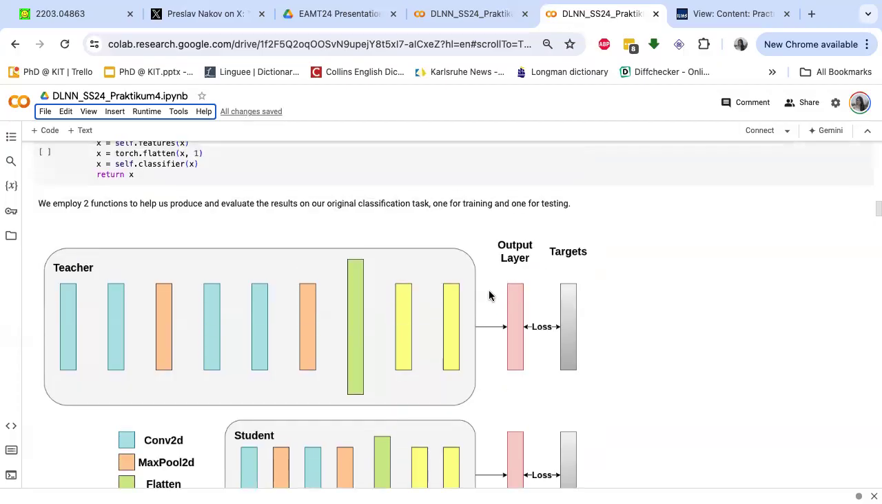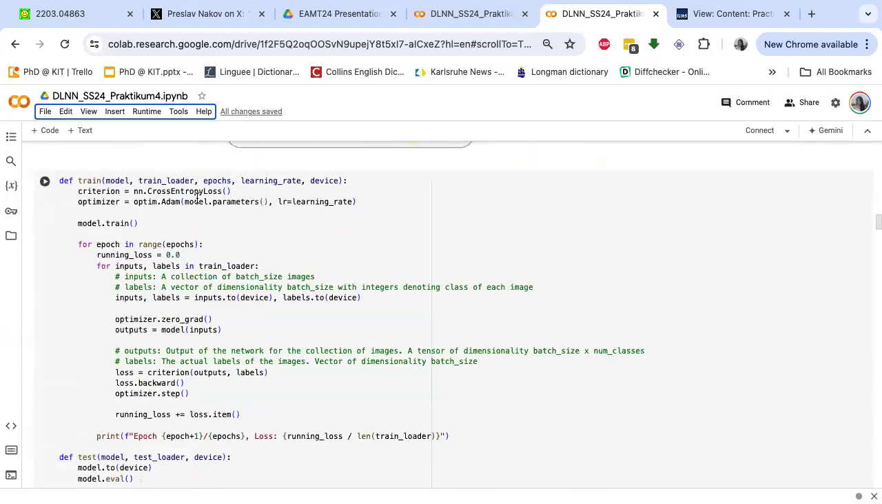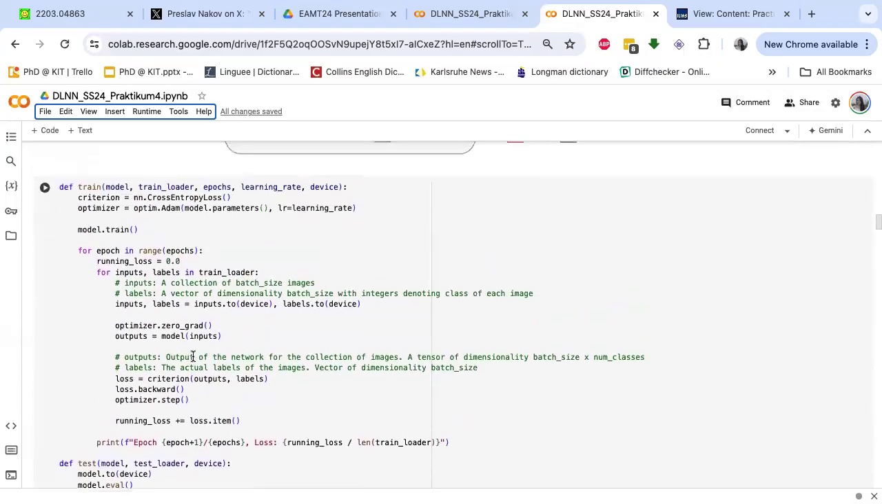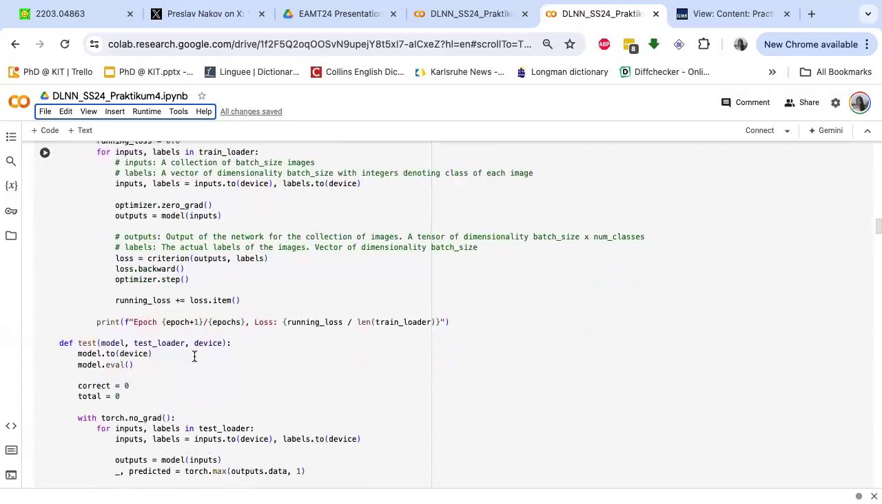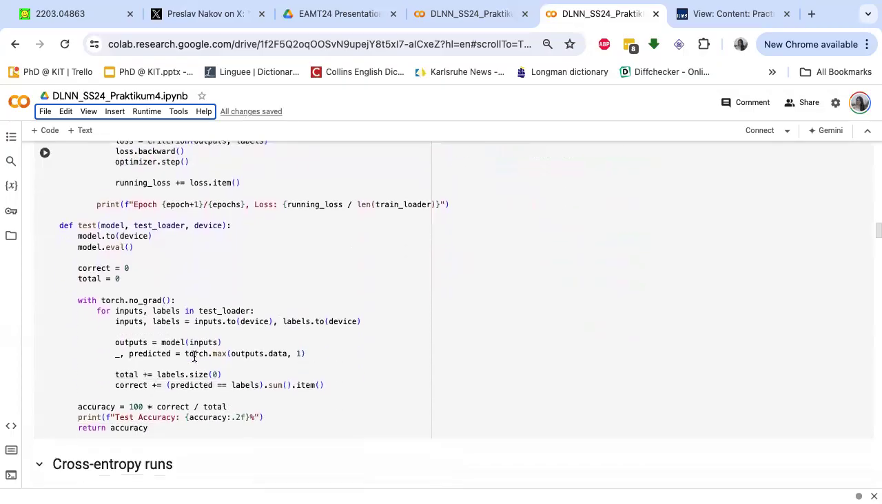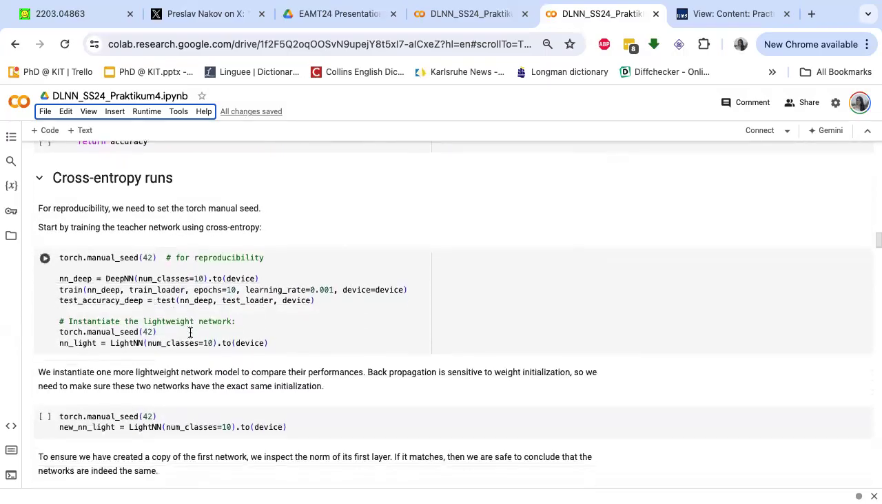Here we will define 2 functions to do training and testing. It's quite similar to what you have known before. For training, we just loop over the dataset and do backpropagation. For testing, we do a forward pass on the test split. So this code is pre-given.